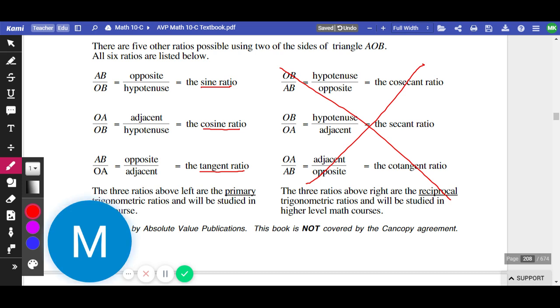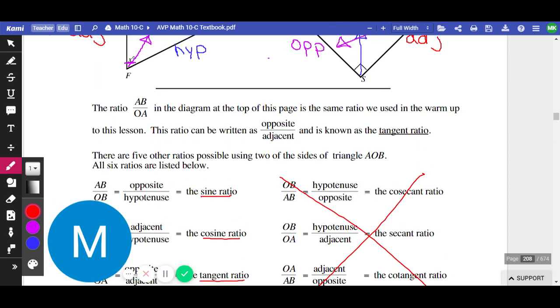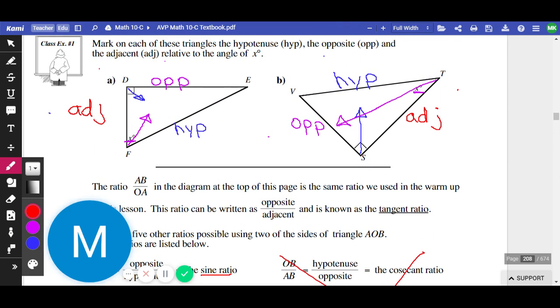The sine ratio is the opposite side length divided by the hypotenuse side length. So if you're looking at a triangle like we just did above, if I was talking about the sine ratio, I would do opposite, which would be this side, and I would divide it by the hypotenuse, which would be that side. And we don't have lengths yet, so we're just talking about side lengths.